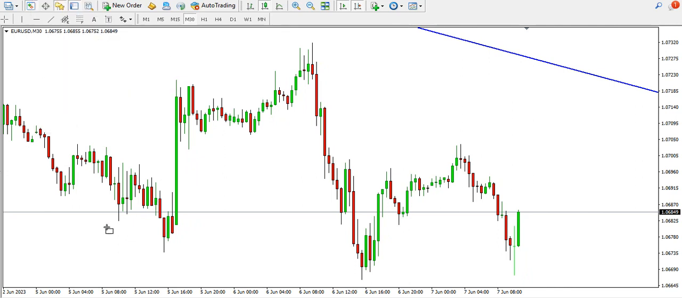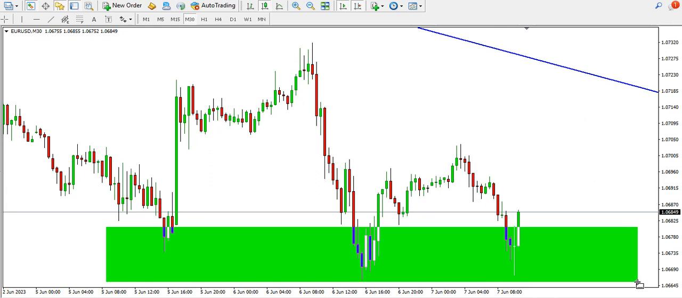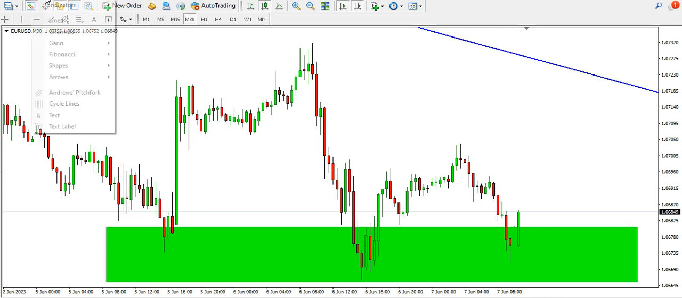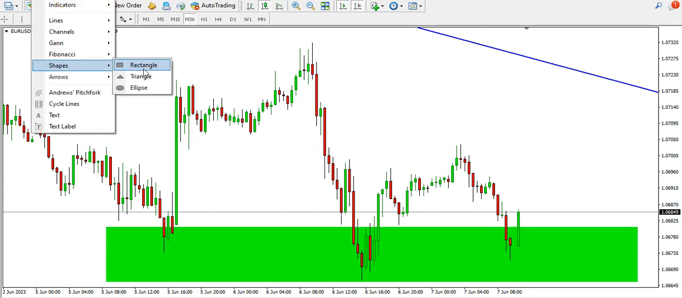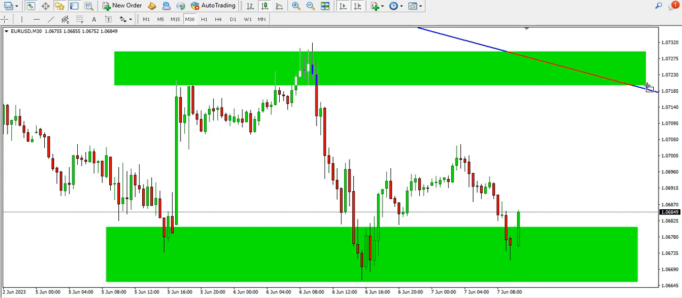Euro USD is ranging. This is the range bottom. We might want to wait for price to break below that level for us to enter a sell trade, and this is the range top. But for now, the bears are more active.